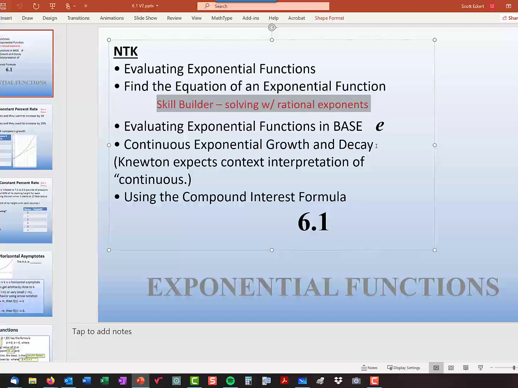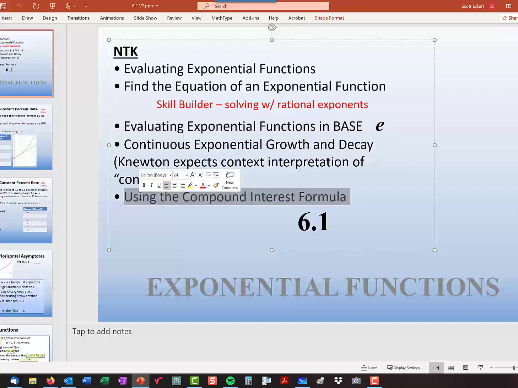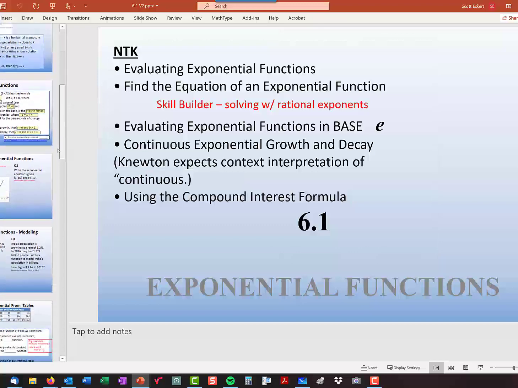The last part of this, the second part, is going to cover exponential functions base E, something called continuous growth and decay, and the compound interest formula. Those are three big subjects that we're going to cover in this lesson. So let's scroll down there.